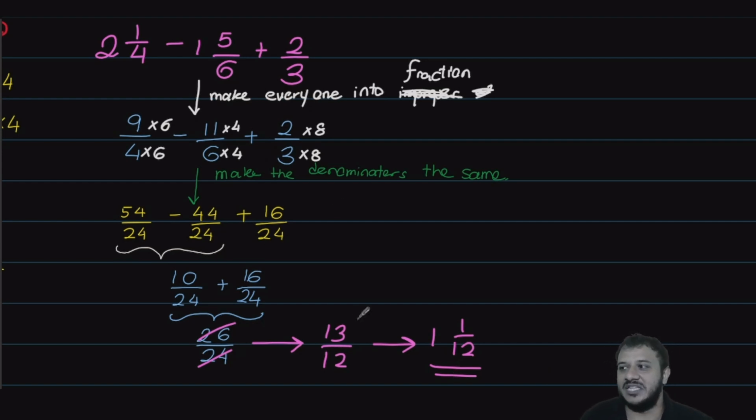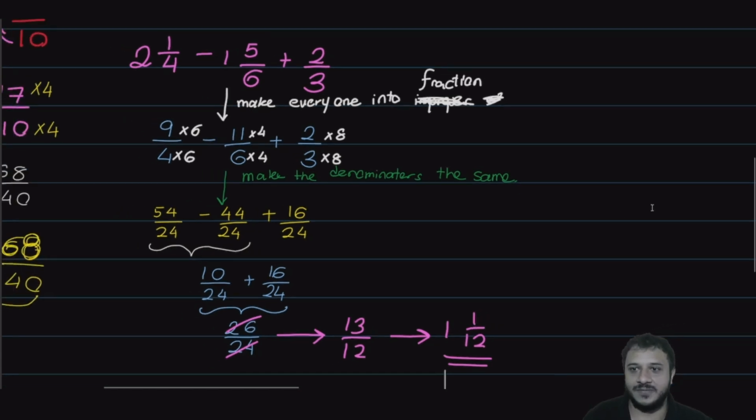Actually, this should have been much easier if we made the denominators into 12 rather than going to 24, but that's alright. In maths, there's no such thing as this is the only method. But the only thing is, you should not make any mistakes. If you don't make any mistakes, you will always get the correct answer, no matter what method you use.